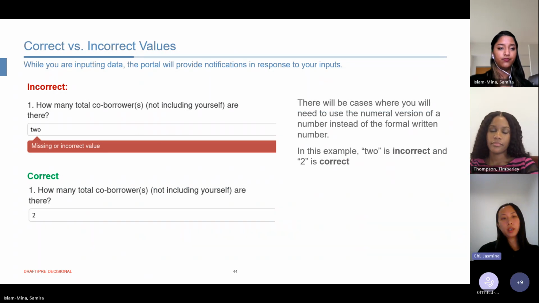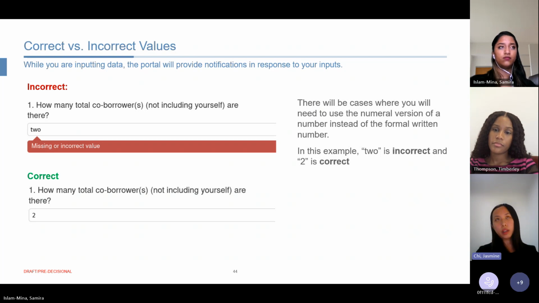Another error notification that can occur is if you put in an incorrect value instead. We chose to use this example. This is a question directly from the application. How many total co-borrowers, not including yourself, are there? In this case, I put in 2 and spelled out 2, T-W-O, and an error notification pops up saying it's a missing or incorrect value.